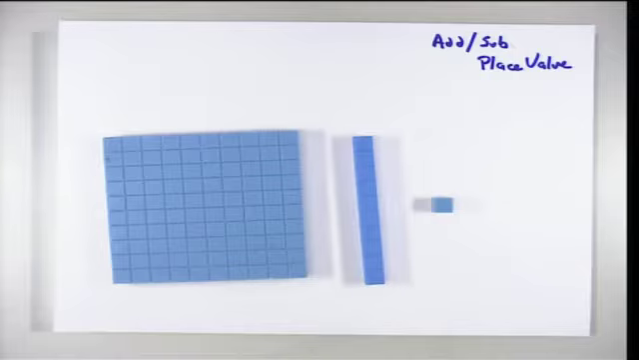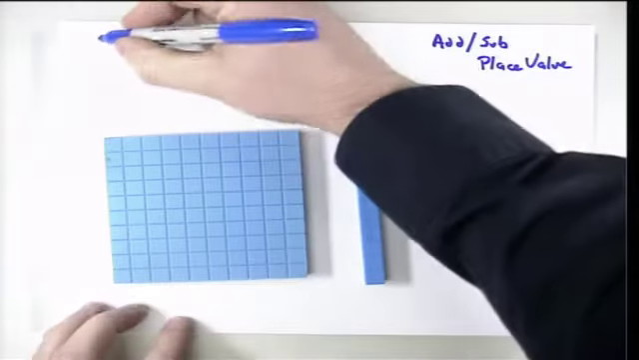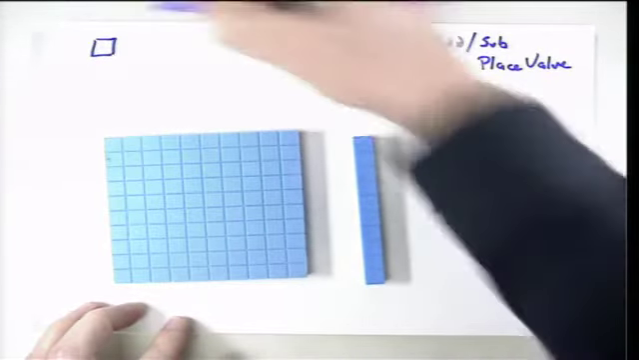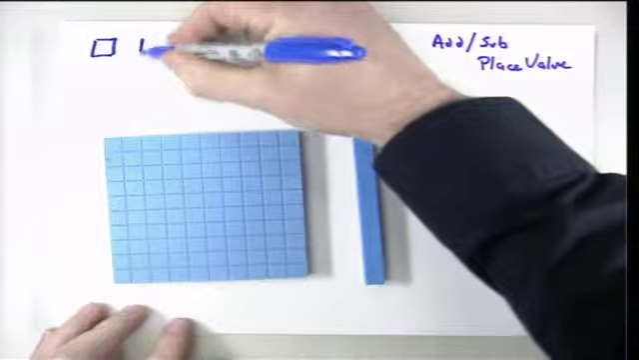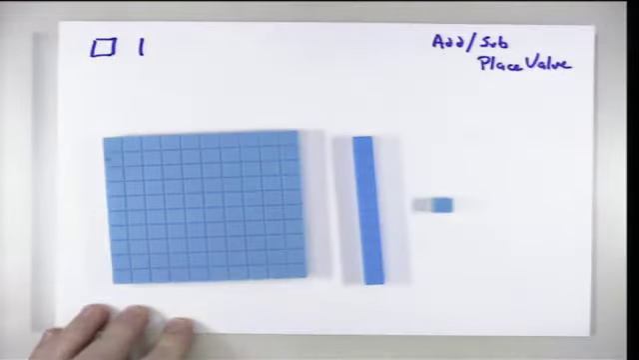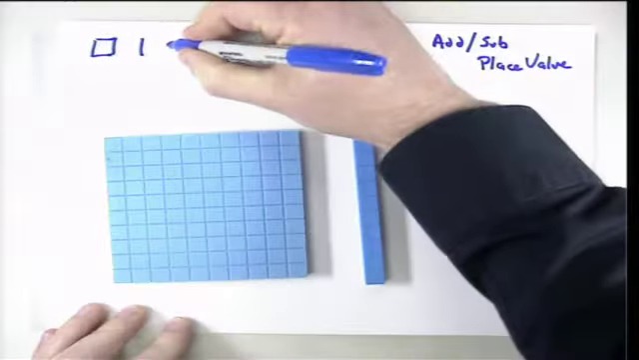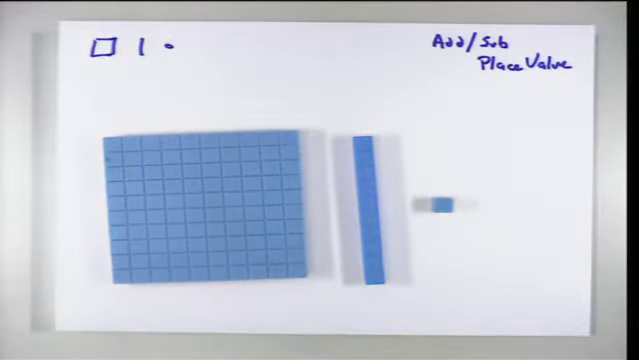In this video, we're not going to work in the concrete. We're going to move into a representational stage, which means we need a way to represent these blocks pictorially. So we're going to use a square for 100, a line or a dash that represents our rod of 10, and a circle to represent a 1.